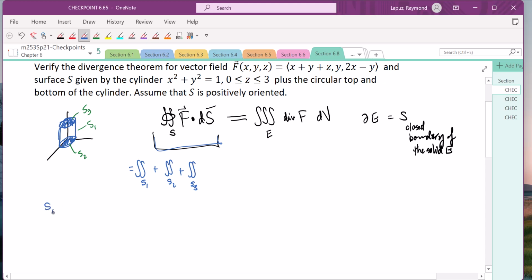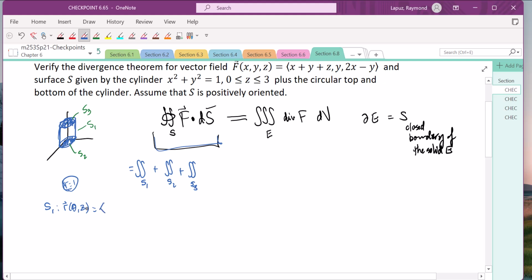Let's try S1 first. Now this parameterization here will not be a graph parameterization. You will have to actually be creative and use cylindrical coordinates. r is going to be a fixed radius, r is going to be equal to 1 in polar or cylindrical coordinates. So your variables are going to be theta and z. You can call them u and v, which is what we normally do, but let's stick with the cylindrical coordinate variables, theta and z. And again, r is constant at 1, so we don't include that as part of the parameterization.